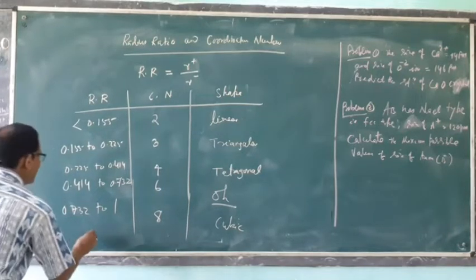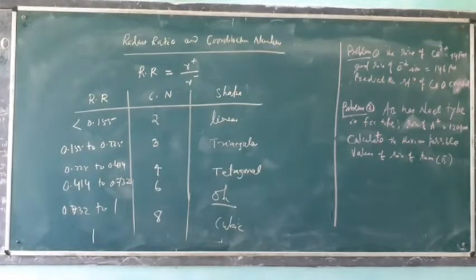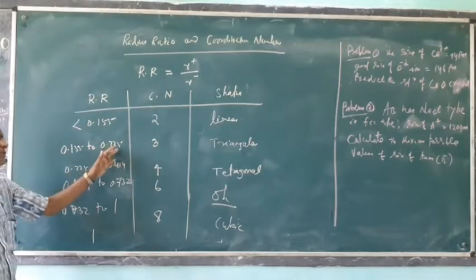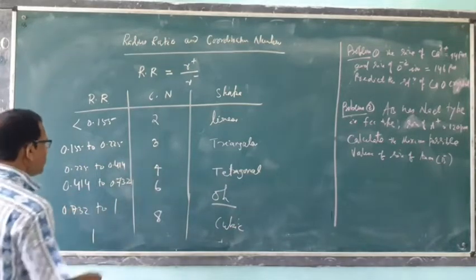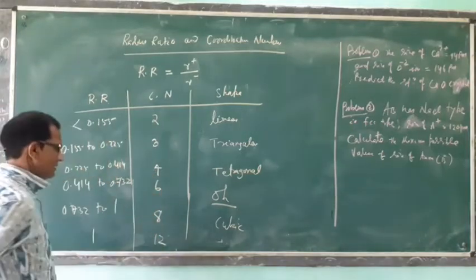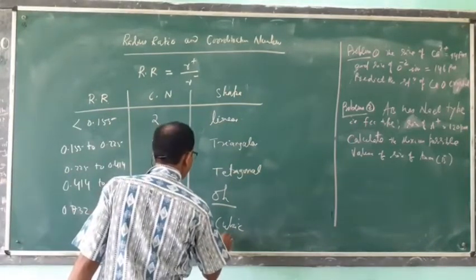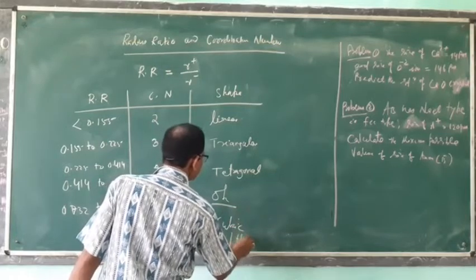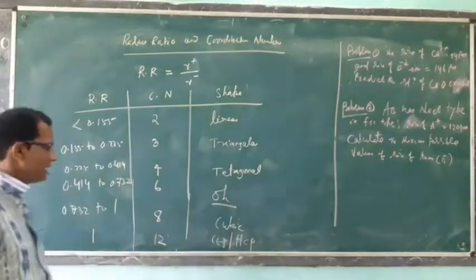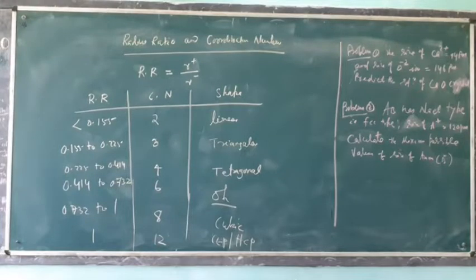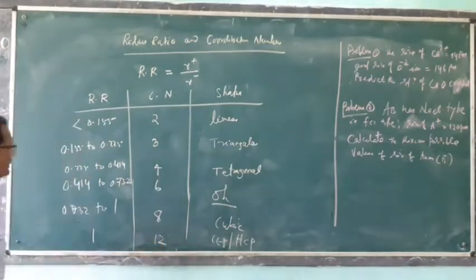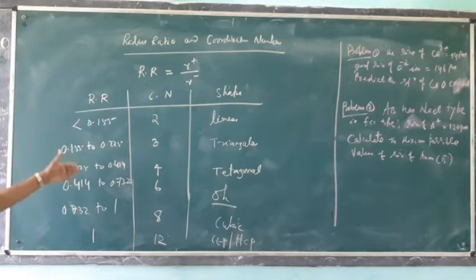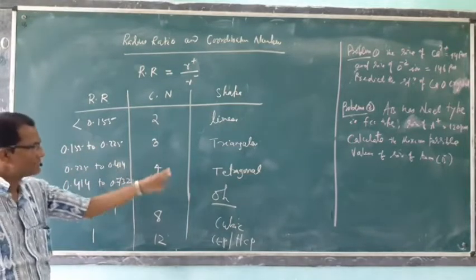If it is exactly 1, the coordination number will be taken as 12. That is CCP or HCP, cubic close packing or hexagonal close packing structure, in the 3D concept. So these are the relations between the radius ratio and the coordination number and shape.